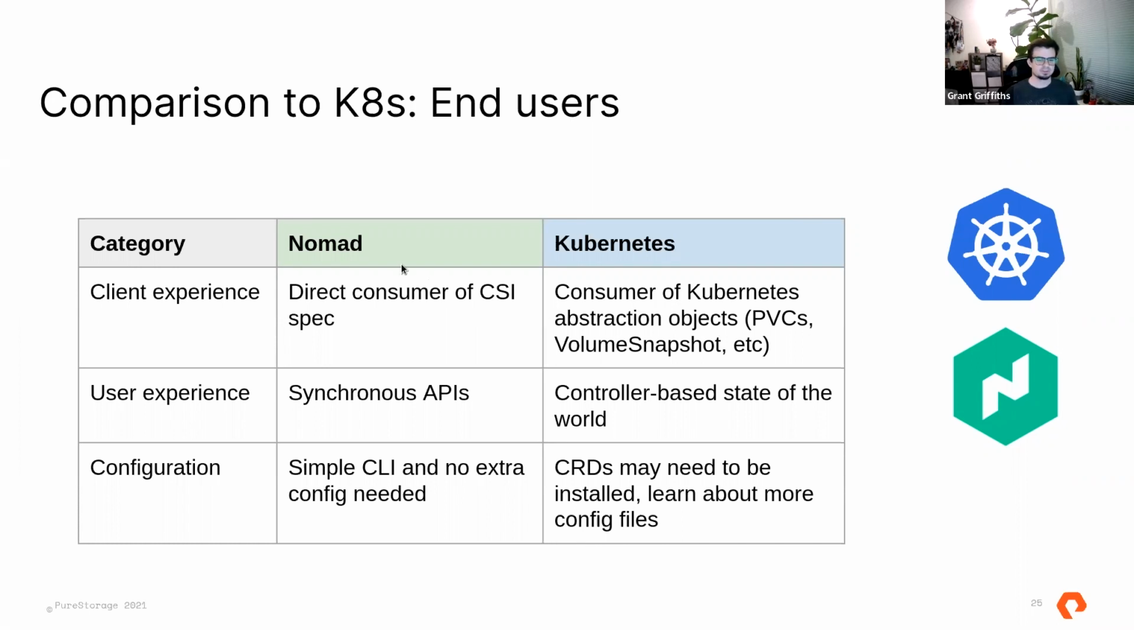And lastly, the configuration is very different between Kubernetes and Nomad. From what I noticed, the Nomad configurations were a little bit more straightforward. It was a very simple CLI, and some of the commands didn't even need a configuration file, which I liked. So volume snapshot, for example, didn't require a config, which is very nice. And then Kubernetes needed a little bit more to install, for example, installing CRDs and learning a little bit more about config files. Both models have their pros and cons, of course, but just some differences that I noted.